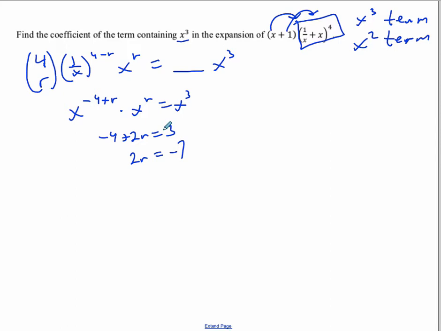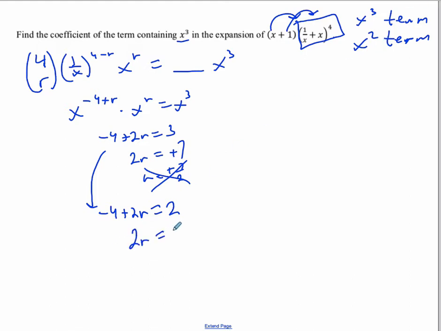Okay, so looking at that, 2r equals -7. Actually, this is r equals -7/2, or +7/2. This is not a whole number, so there is no r cubed term in this one. Okay, so that makes it a bit easier for us. But we can do the same equation with 2 to find the x squared term. And that one works out.